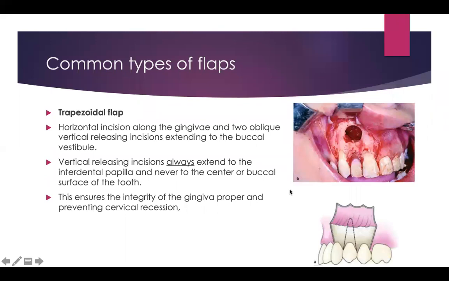So our first type of flap is the trapezoidal flap. This is a horizontal incision along the gingiva and two oblique vertical releasing incisions extending to the buccal vestibule. These incisions always extend to the interdental papilla and never to the center or the buccal surface of the tooth, just to maintain the integrity of the gingiva and prevent recession. There's just a clinical photo and a diagram. So this one has two releasing incisions.